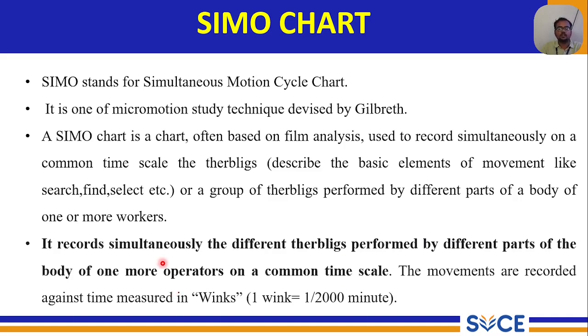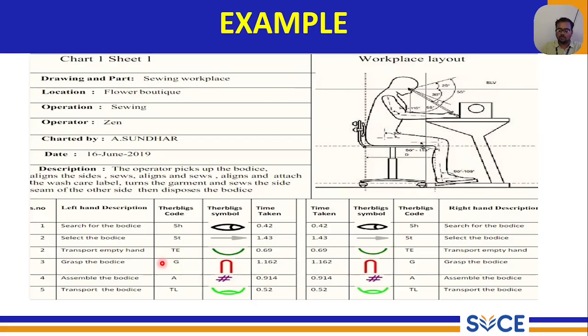Whereas the simultaneous motion chart analyzes, say for example there is a plant, or you could even take the same example. If there are 10 workers involved in doing the sewing operation, and 10 workers have their own work table.